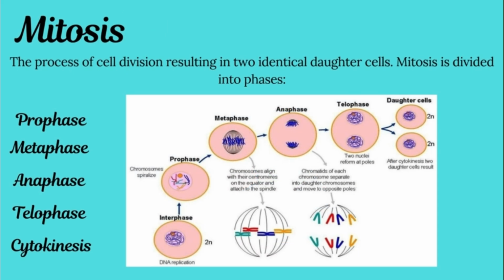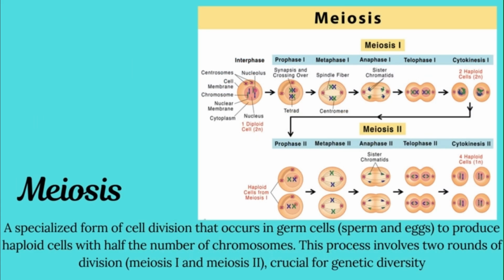Mitosis, the process of cell division resulting in 2 identical daughter cells. Mitosis is divided into phases: prophase, metaphase, anaphase, telophase, cytokinesis. Meiosis, a specialized form of cell division that occurs in germ cells, sperm, and eggs to produce haploid cells with half the number of chromosomes.